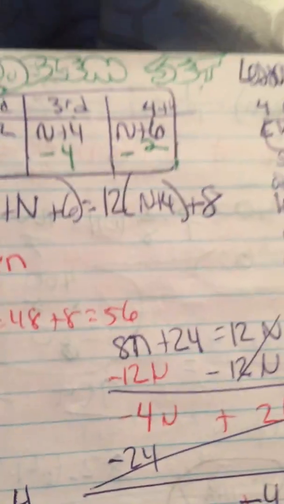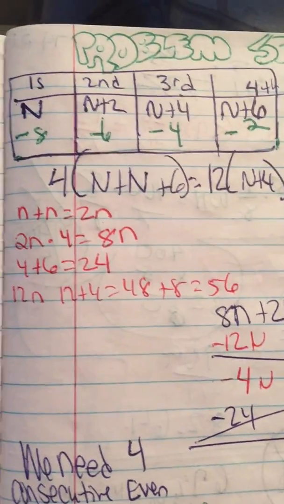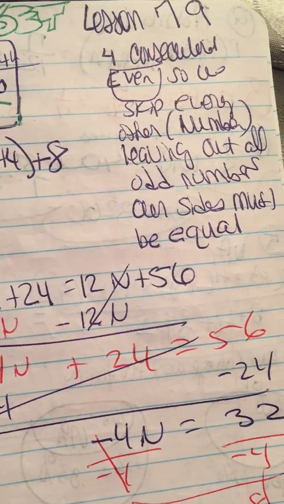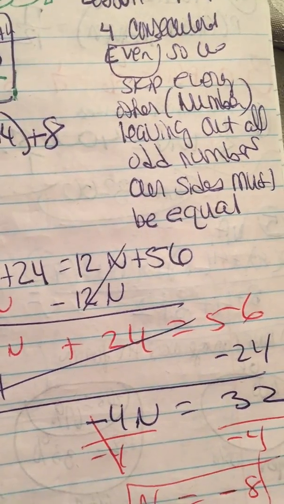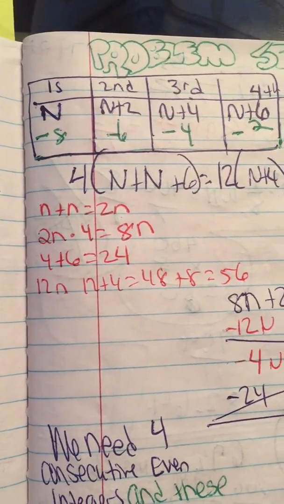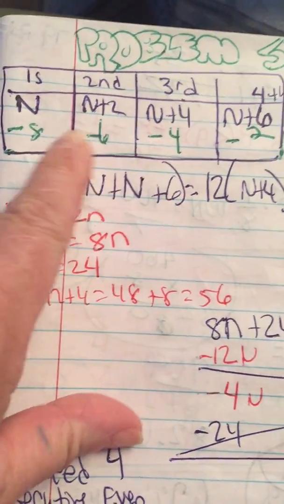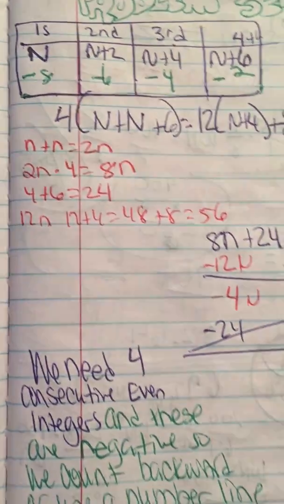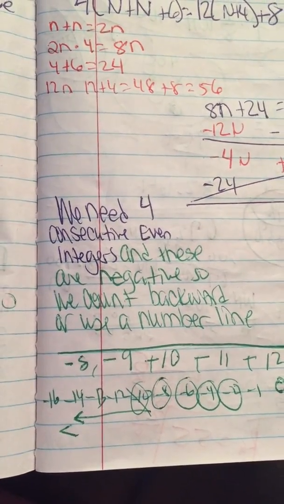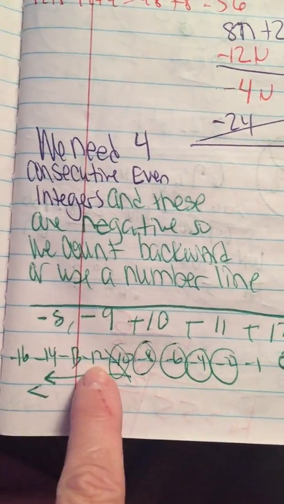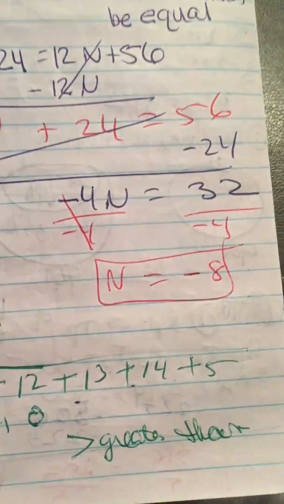Problem set. On problem set 79, I'm just going to skim through here. This is our 4 consecutive even numbers, so we know that we are to skip every other number, leaving out all the odds, so that our answers will be even numbers, but they're also negative. So we're going to count 8, 6, 4, 2. All right. So I'm going to skim over this. Here we need 4 consecutive even integers, and these are negative 2. Well, this is the same problem. And this is how 8, 6, 4, 2.